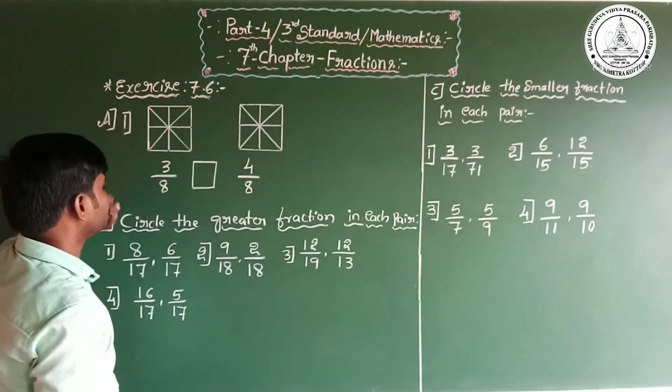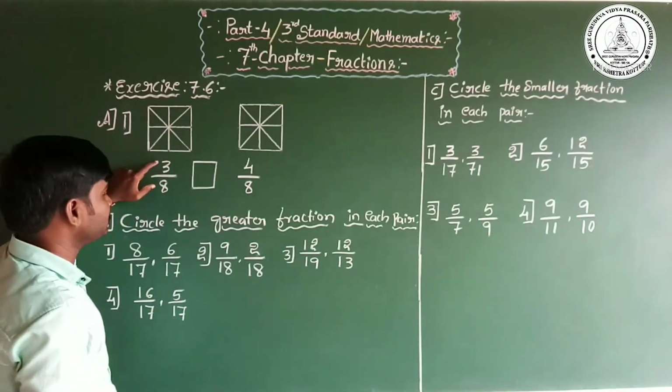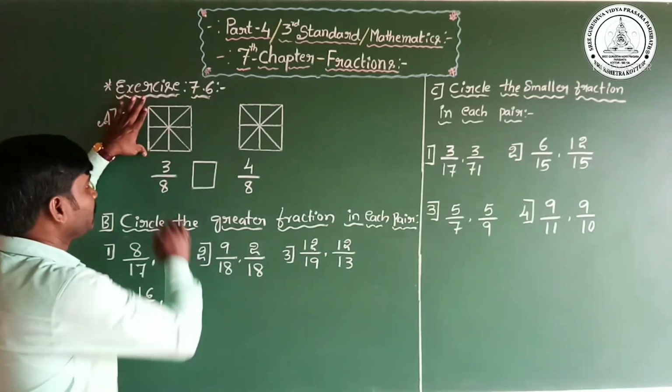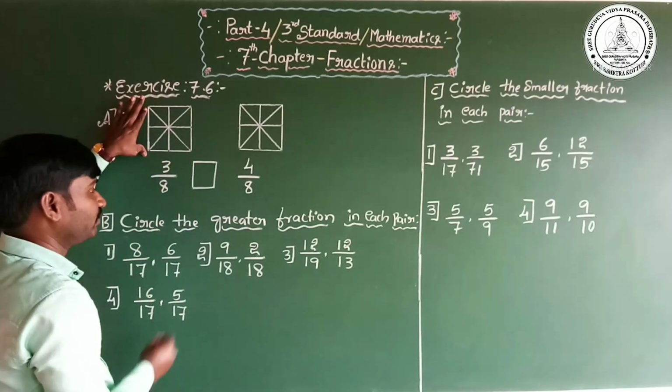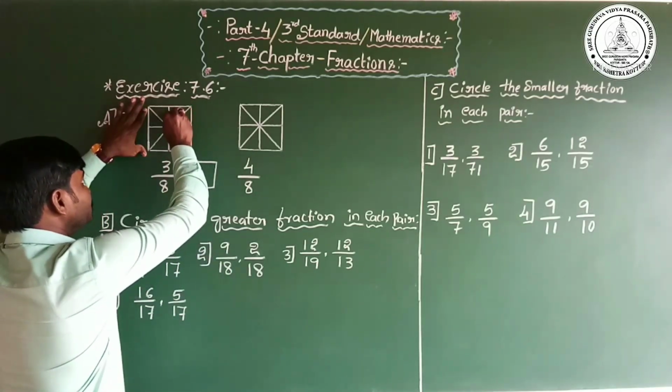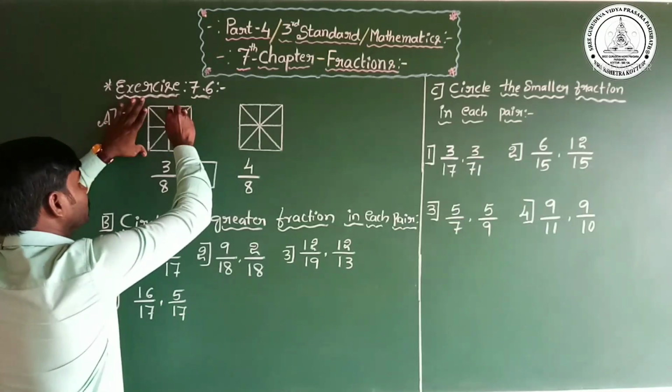In the A main, the first question, the first fraction is 3 by 8. It means this square is totally divided into 8 parts. We need to shade 3 parts. You can shade any 3 parts in this square.